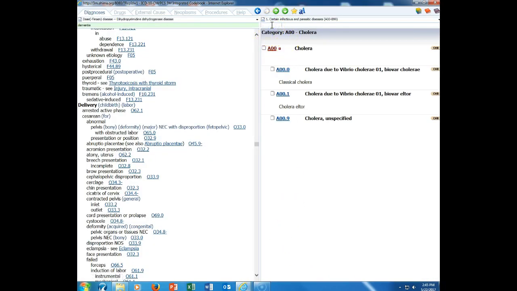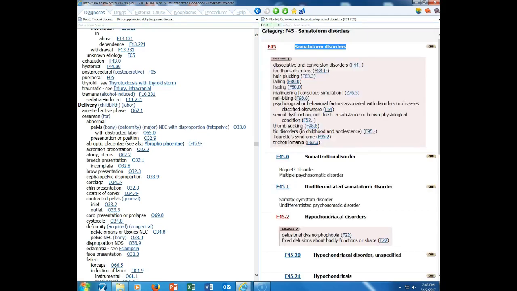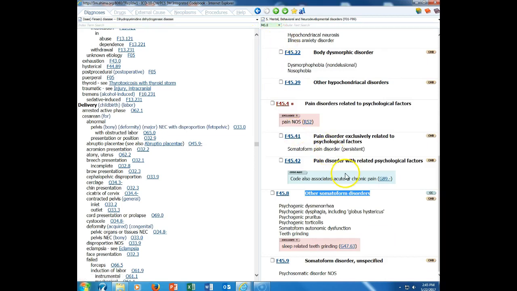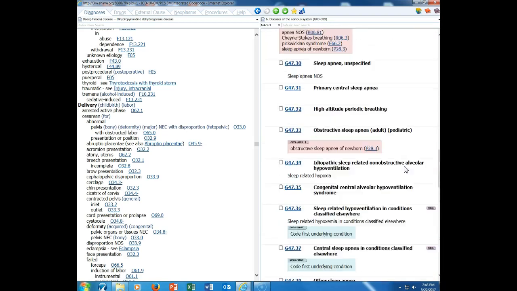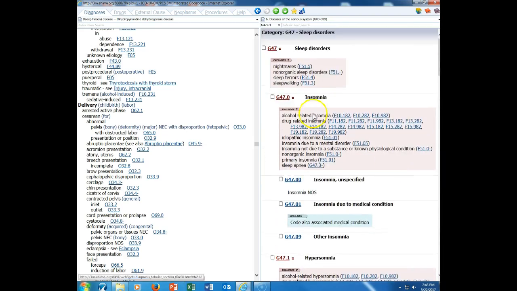So in the tabular, I'm going to search on this term F45.8. And I can see that that is other somatoform disorder. And you can see that there is an excludes note 1, sleep-related teeth grinding, G47.63. So if I click on that code and go to this, it basically tells me that this is sleep-related teeth grinding. It's the same code.